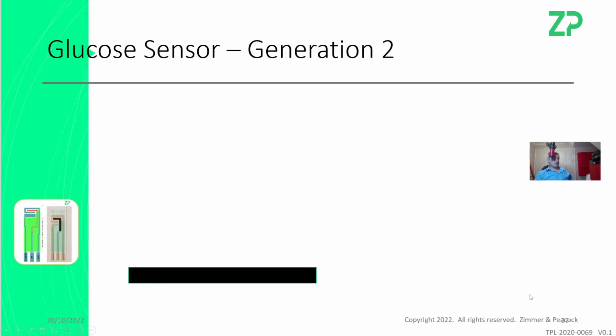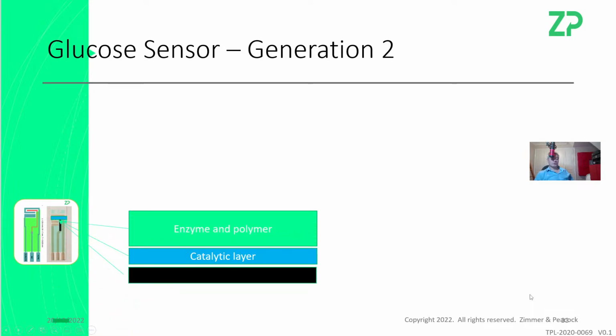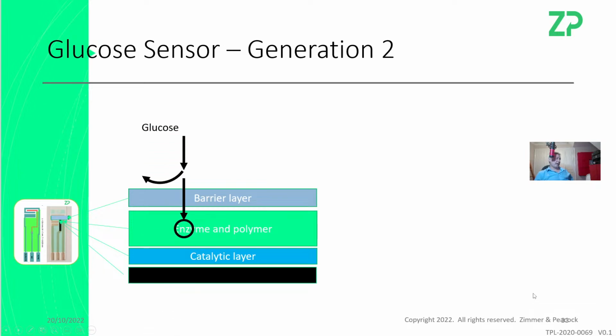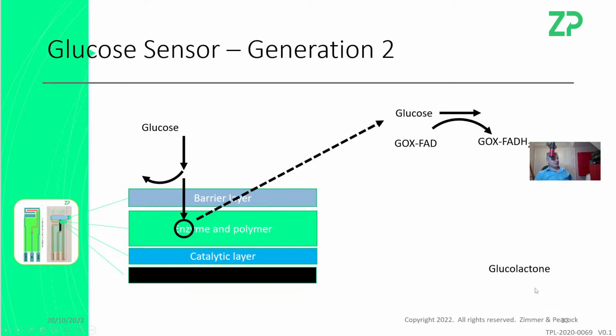Generation 2 glucose sensors are pretty similar, except we have this catalytic layer in there. This catalytic layer allows us to reduce the voltage that we apply to the sensor, and in reducing the voltage, it helps with specificity. Whether you use a generation 1 or generation 2 glucose sensor really depends on the application.